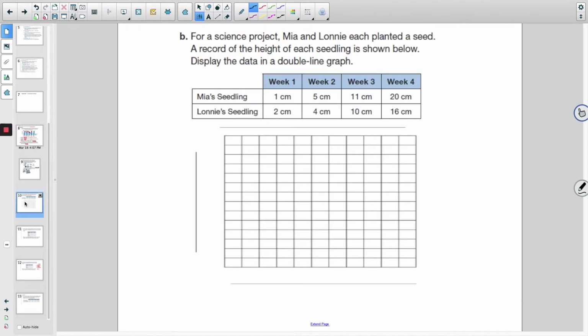All right, lastly, you need to know how to create a double bar graph and how to create a double line graph. So this is actually part of your assignment. You have lesson practice and then the odds, but we're actually going to do the lesson practice problems together. So here's the first one. You have letter B. Actually, we'll do A first.